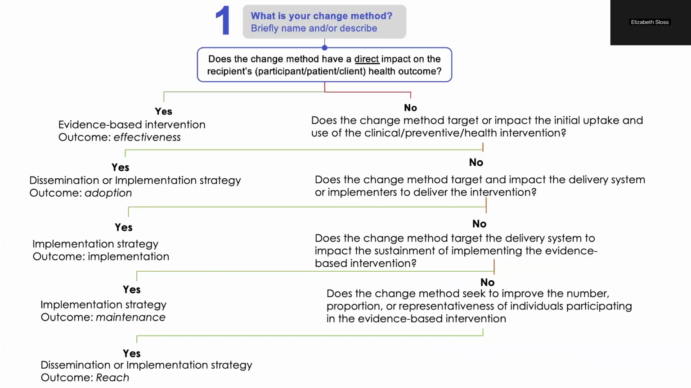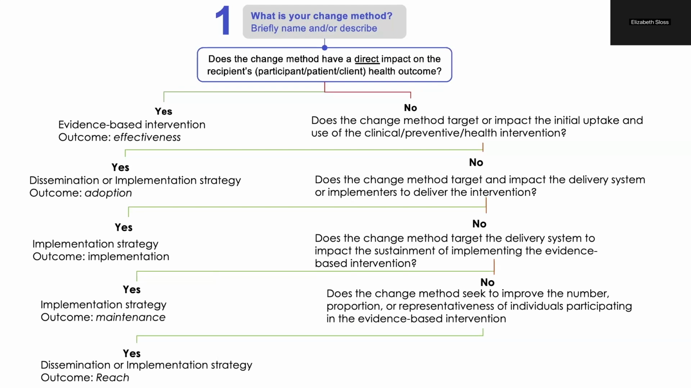Okay, so this is a really nice slide that James put together, and it's intended to help you think about the type of strategies that you're going to try and use or how you might label the work that you're doing. And I really like the yes, no, if-then types of logic. So when you're looking at your change method, which we would also call your strategy, you can ask a few questions. Does your strategy have a direct impact on the recipients? It could be the participant, the patient or client who would have the health outcome. I oftentimes just call this the beneficiary of the evidence-based intervention.